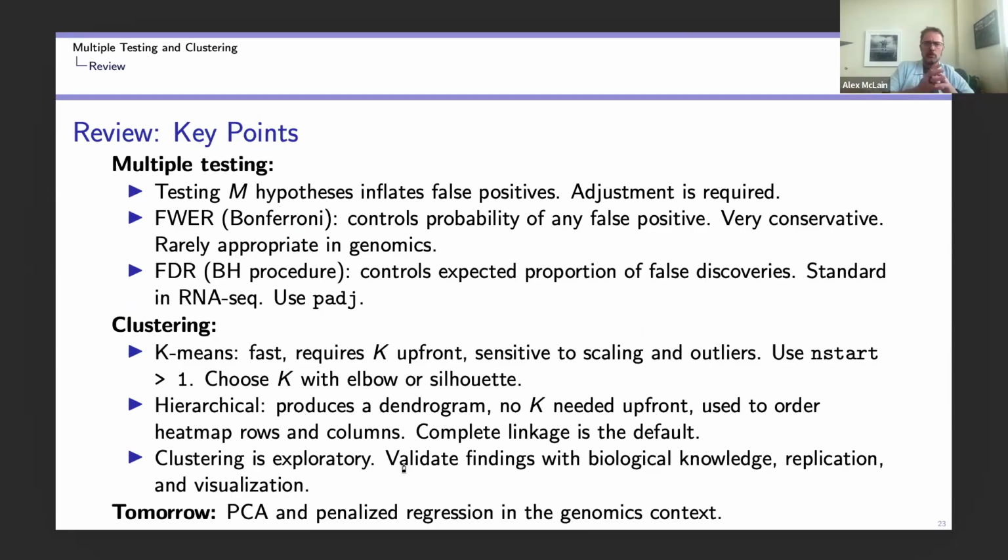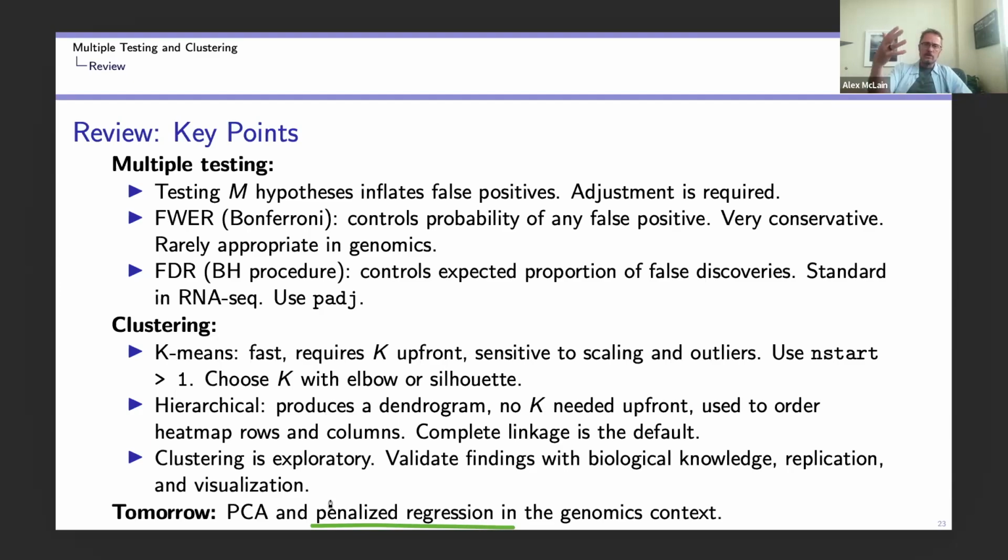What is the point of it? Family-wise error rate versus FDR, and some of those main points with clustering. Tomorrow, we'll talk about principal components analysis, something that we've used a lot when visualizing the data. We are not going to get to penalized regression, but we will talk about doing regression with principal components analysis. So I'm excited to do that.